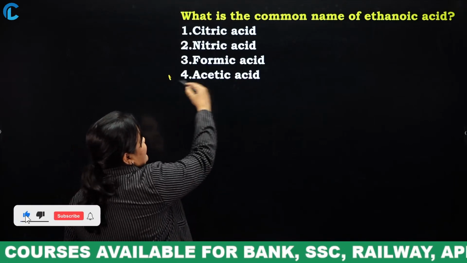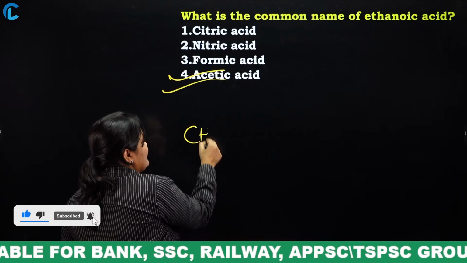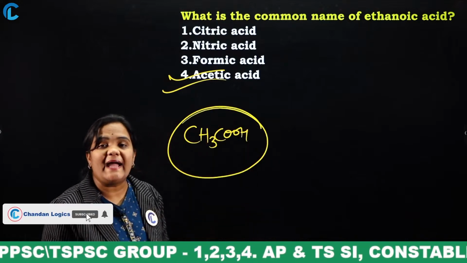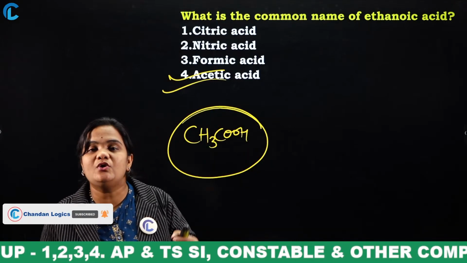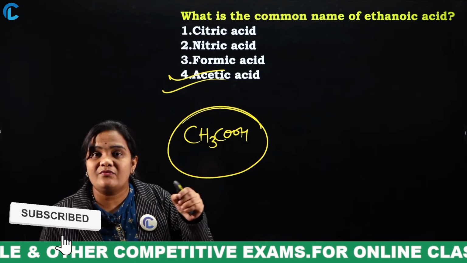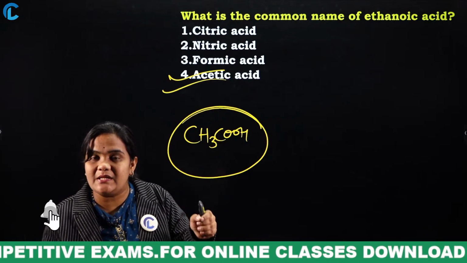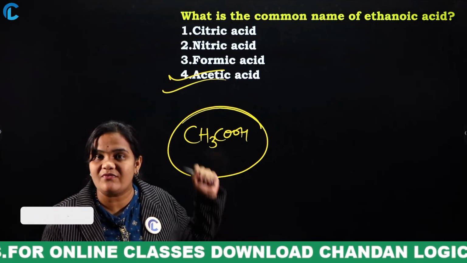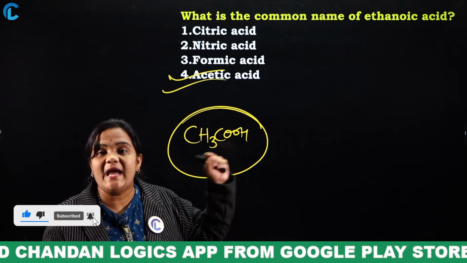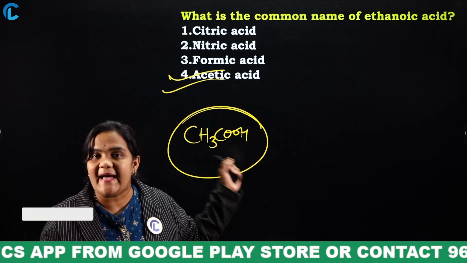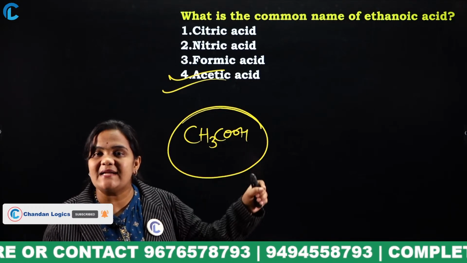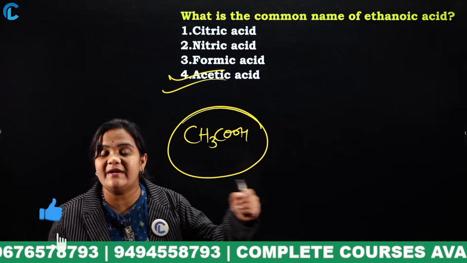Acetic acid. This ethanoic acid is also known as acetic acid. It is termed as CH3COOH. Remember, when dilute, 5 to 6% acetic acid is termed as vinegar. If we dilute 5 to 6% of acetic acid, it converts to vinegar. So, what is the correct answer? Ethanoic acid is also termed as acetic acid. If we dilute 5 to 6% of this acetic acid, it transforms into vinegar.